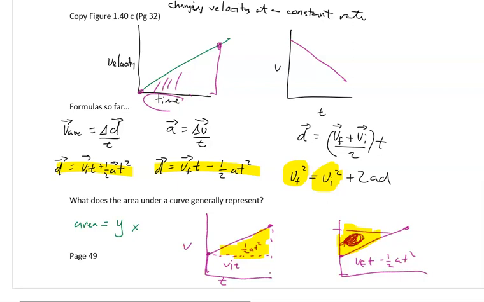But generally speaking, it really means whatever's on the y-axis multiplied by whatever's on the x-axis. And in a velocity versus time graph, that would be displacement.